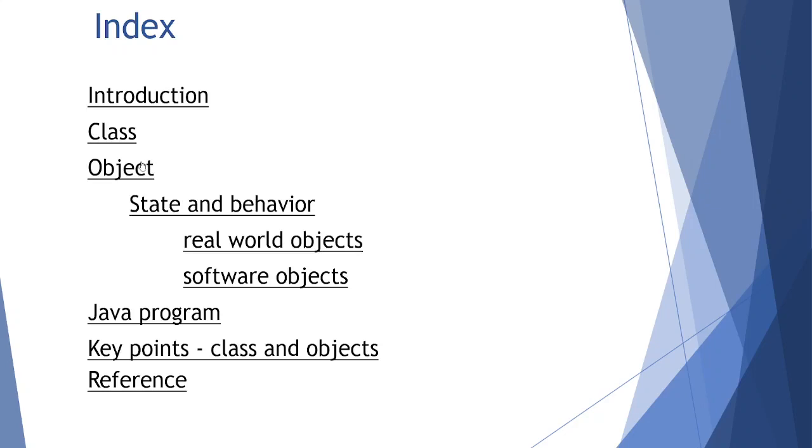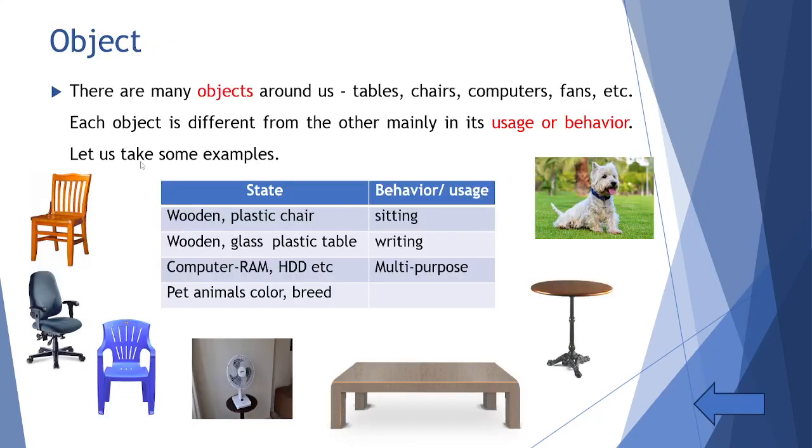Now let's see object. Many objects around us, tables, chairs, computers, etc. They differ from each other mainly in their usage or behavior. And they all have state and behavior. For example, chairs. They can be made of wood, plastic, or be a cushion chair. That is the state, colors. But behavior or usage is for sitting.